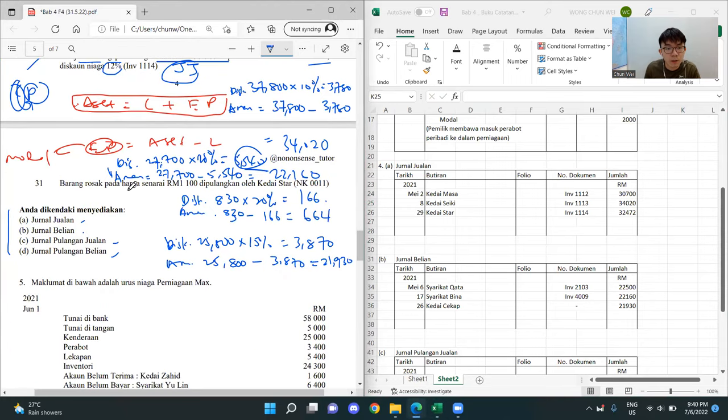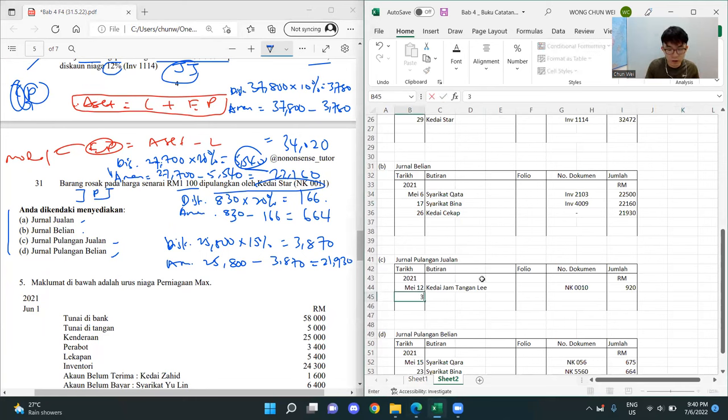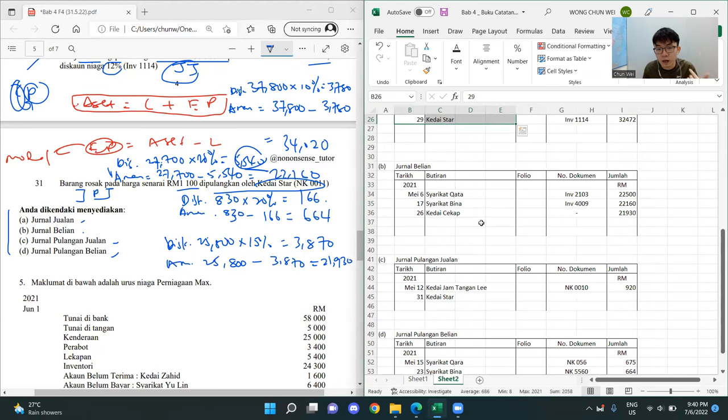Okay, this one I missed out, this one, 31. So you barang rosak kepada harga senarai 1,100, dipulangkan oleh kedai Star. So when you say dipulangkan oleh kedai Star, maksudnya this is actually a jurnal pulangan jualan, JPJ. So jurnal pulangan jualan here, 31st, daripada kedai Star. And the kedai Star must be in the jualan. So when kedai Star pulangkan, then it will be a pulangan jualan. All right, and then the number document is NK0011.